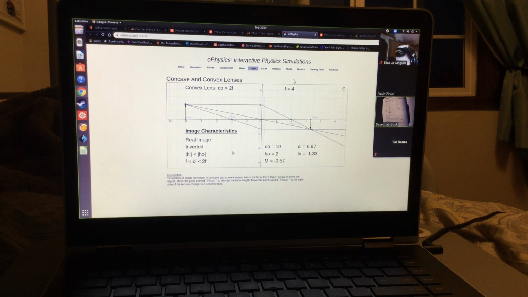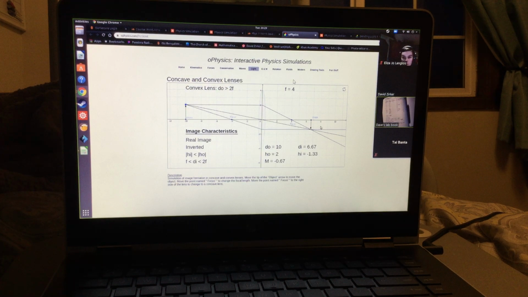Okay. So right now the magnification at 10 units away from 0 is negative 0.67. The negative means that the image is inverted, so we understand that, and that's okay. The 0.67, though, means that right now the actual image is smaller than the object. It is not being magnified. It's being shrunk.